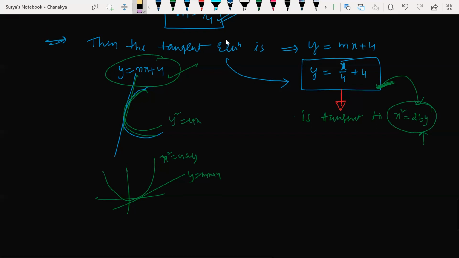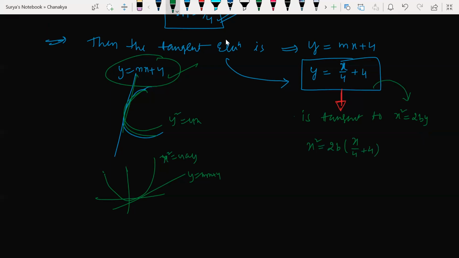देखो आपको b फाइंड आउट करना चाहिए, मैंने बताया था आपको, ध्यान से सुनिए. This is a tangent to this parabola also, मैं क्या करूंगा, x square is equal to 2 times of b into y, what is y here, x by 4 plus 4, so I am getting the equation in terms of x, sir you are getting equation in terms of x and b, then कहां से b find out करोगे, tell me?